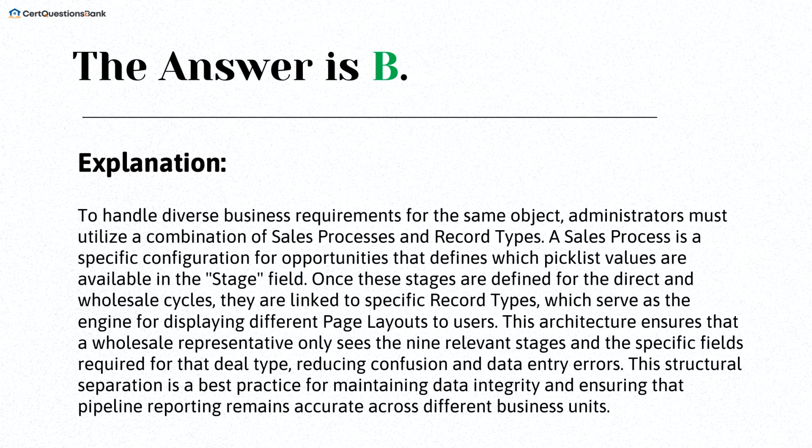The answer is B. To handle diverse business requirements for the same object, administrators must utilize a combination of sales processes and record types. A sales process is a specific configuration for opportunities that defines which picklist values are available in the stage field. Once these stages are defined for the direct and wholesale cycles, they are linked to specific record types, which serve as the engine for displaying different page layouts to users. This architecture ensures that a wholesale representative only sees the 9 relevant stages and the specific fields required for that deal type, reducing confusion and data entry errors.